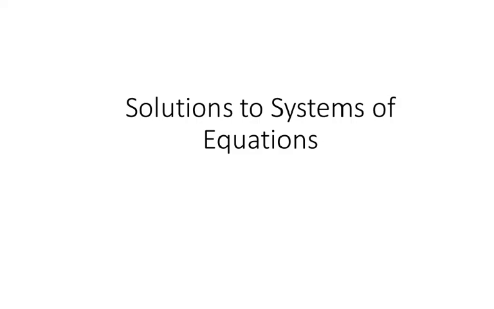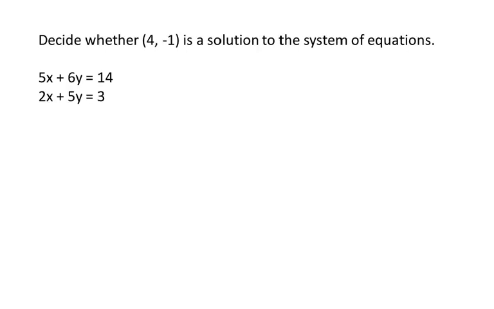Today we're going to look at solutions to systems of equations and figure out if a given ordered pair is a solution or not. Example 1 says decide whether (4, -1) is a solution to the system of equations. The system is 5x plus 6y equals 14 and 2x plus 5y equals 30. If that ordered pair is a solution, that means when we plug in for the x and the y, we're going to get true statements.